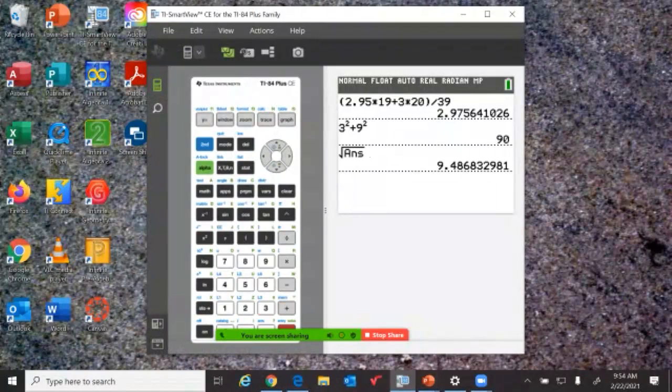It's got to be bigger than 9.486, if we just created a right triangle there, because the shortest distance would be that hypotenuse. Okay?